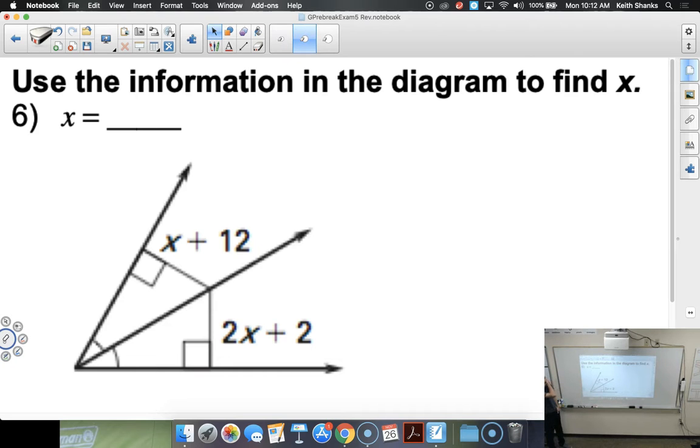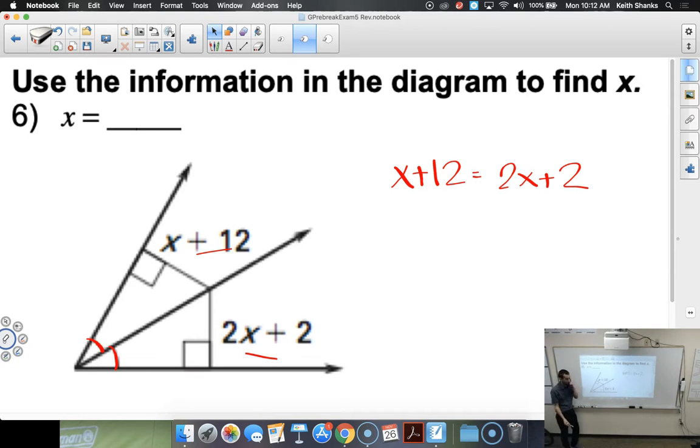Alright, use the information in the diagram to find x. So this one, this is what I was talking about earlier, but if this is an angle bisector here and here, then you have these two things and they should be equal, which means that x plus 12 should equal 2x plus 2.